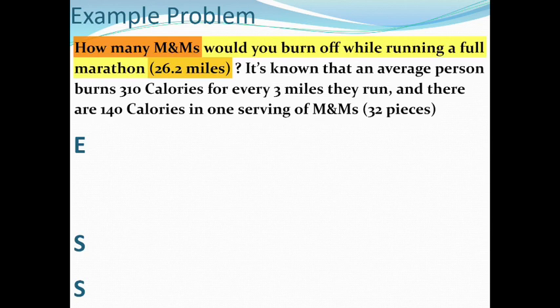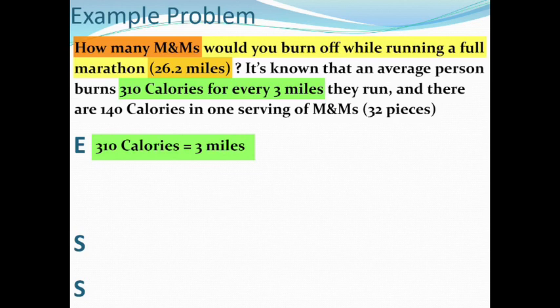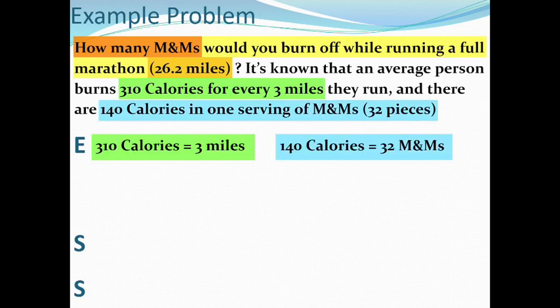It's known that an average person burns 310 calories for every 3 miles they run, so I just take out some of those words, put an equal sign in there because those two things are equal. 310 calories, running 3 miles. And then there are 140 calories in a serving of M&Ms, which is 32 pieces. So 140 calories in 32 M&Ms. Pretty simple. This should be all we need to answer this question.